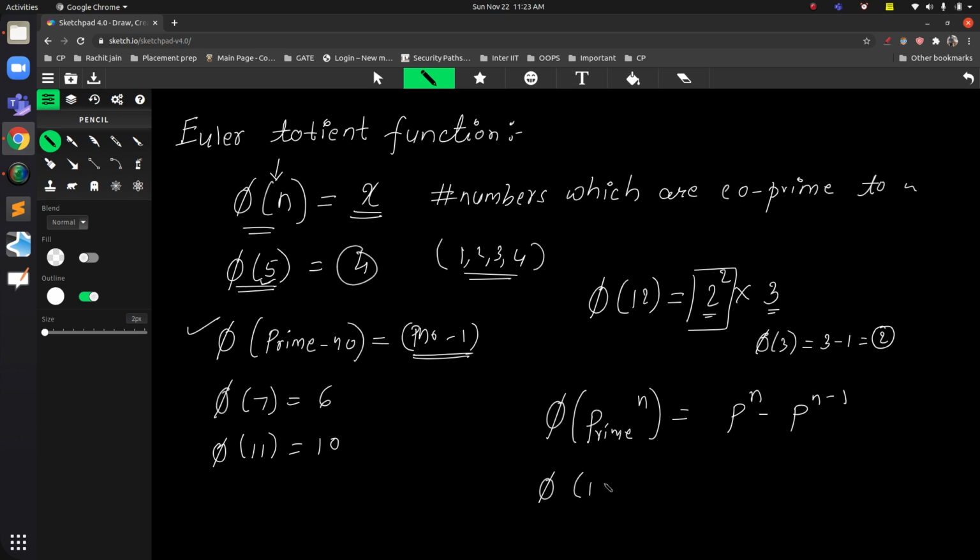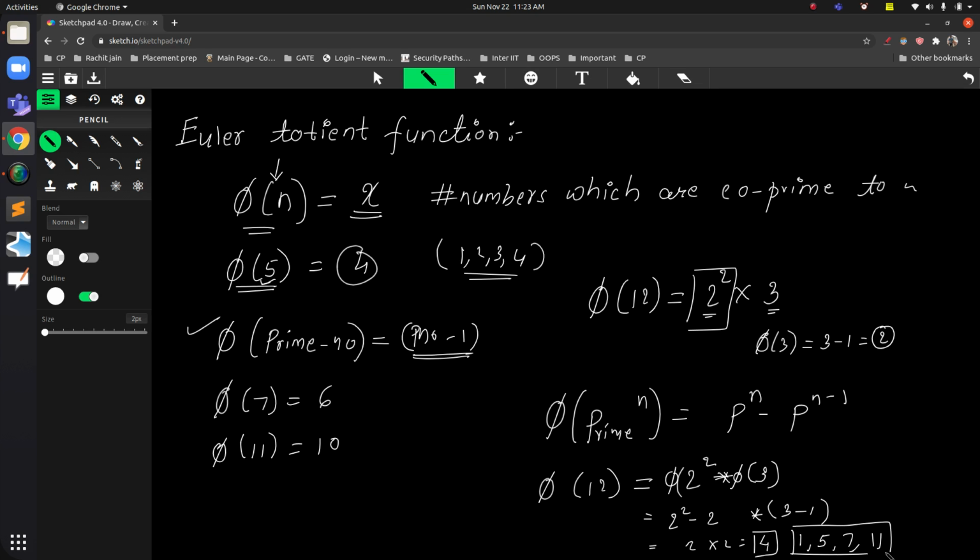So if we want to calculate the totient function of 12, it will be 2 square into 3, and its totient function will be 2 square minus 2, into 3 minus 1. It will be 4 minus 2, into 2, equal to 4. Now we can see there are 4 numbers which are co-prime to 12, starting from 1. It will be 1, 5, 7, and 11. These are those 4 numbers.